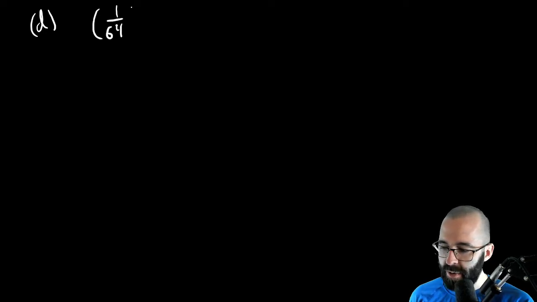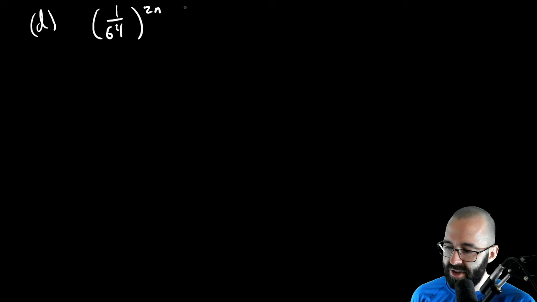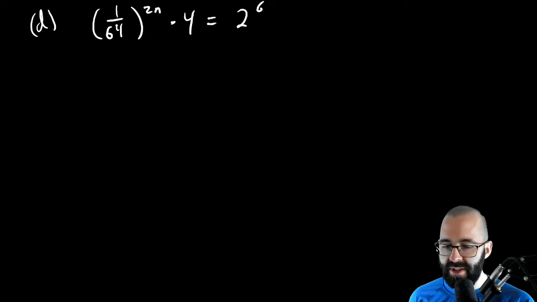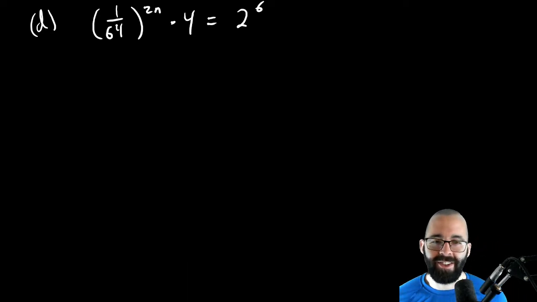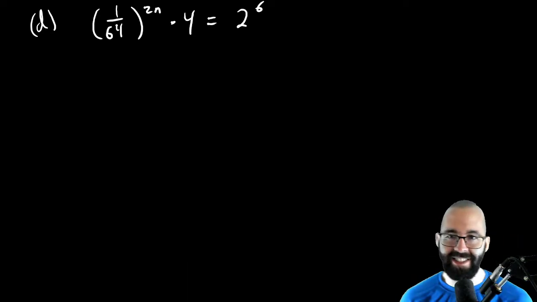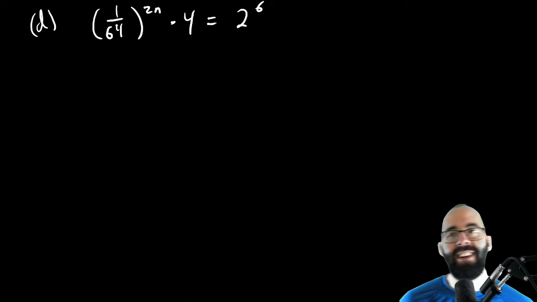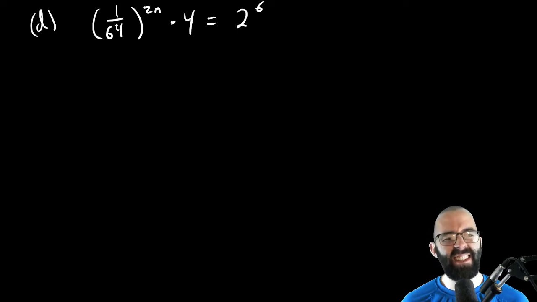Let's do part D. All right, 1 over 64 raised to the 2n power times 4 equals 2 to the 6. All right, we're really going wild now. This is the last one of this video. All right, and even something like this is usually easier with that other method, with those inverse functions.